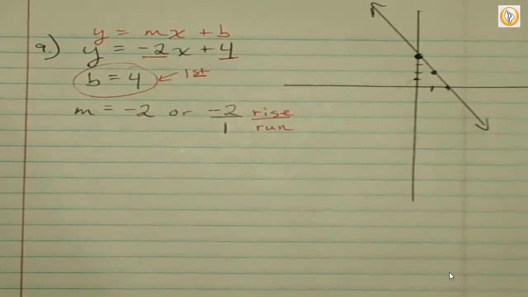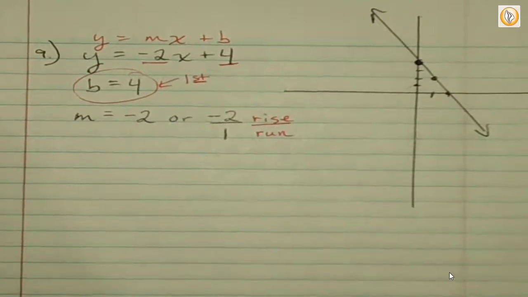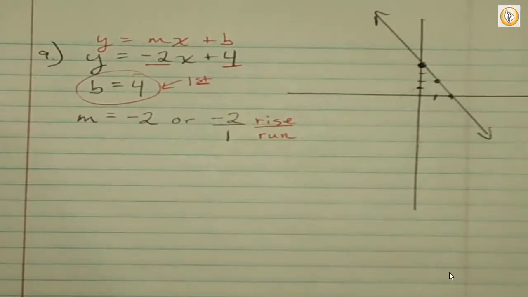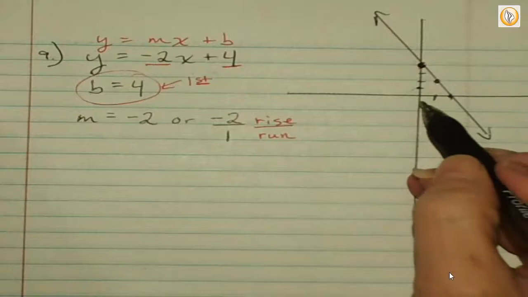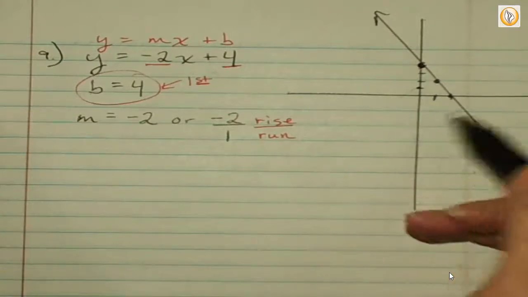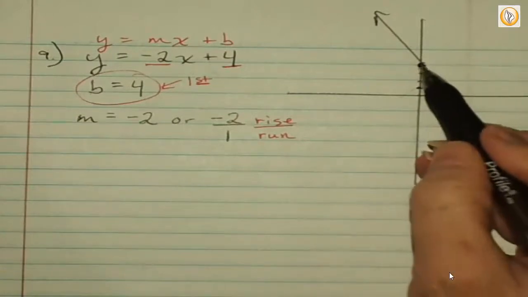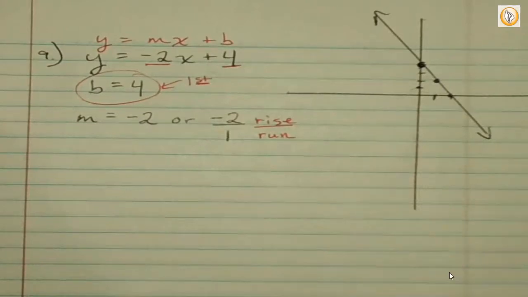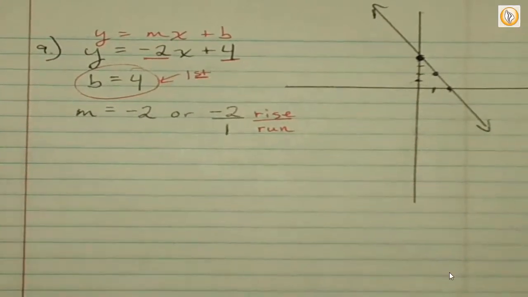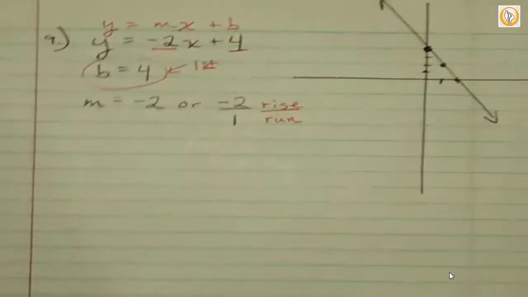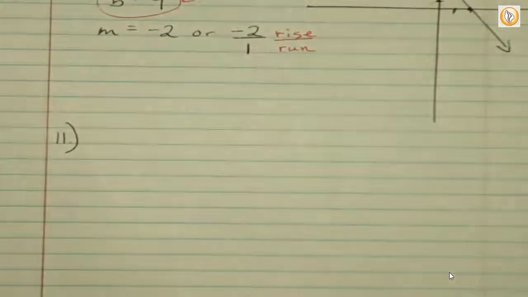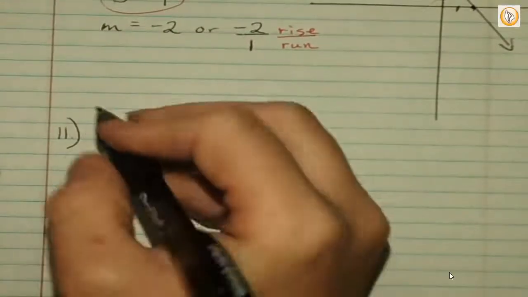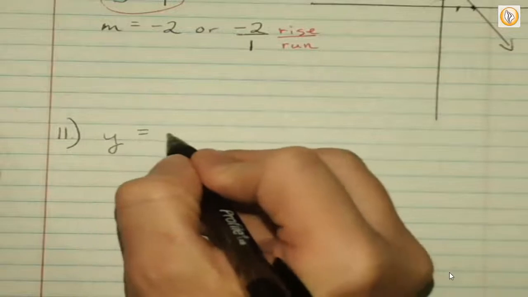Any questions about this? One other common mistake is kids will put this dot here and then somehow, for some reason, start at 0 and do their slope. You have to start at your y-intercept. Everyone have this? Any questions? Let's do a couple more. Number 11. I'm going to have Miranda do this one.